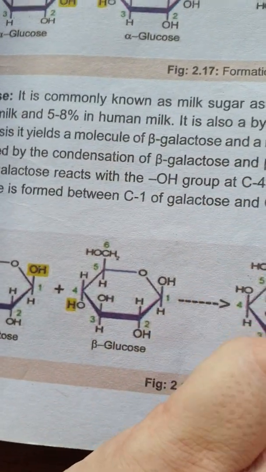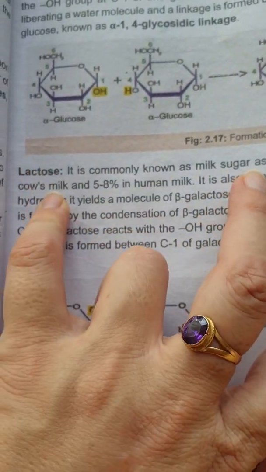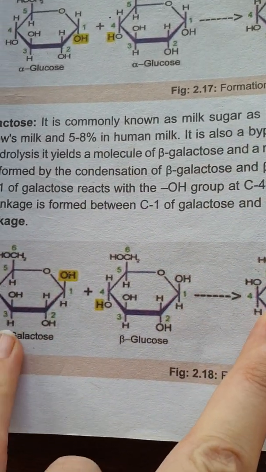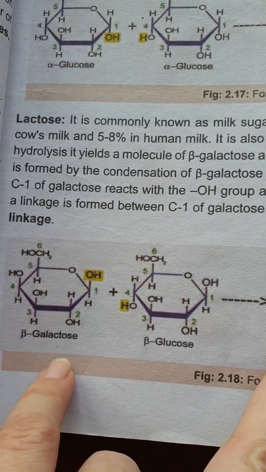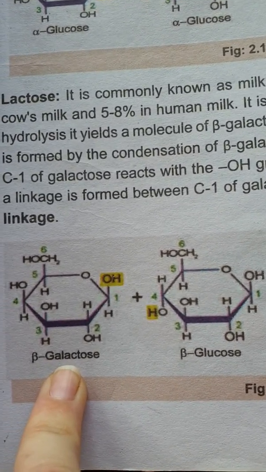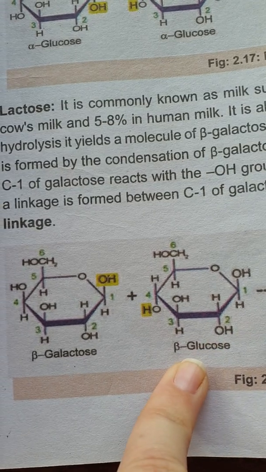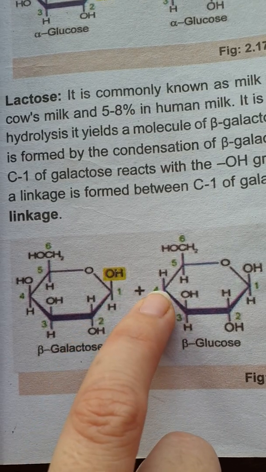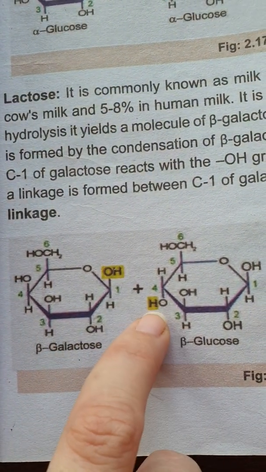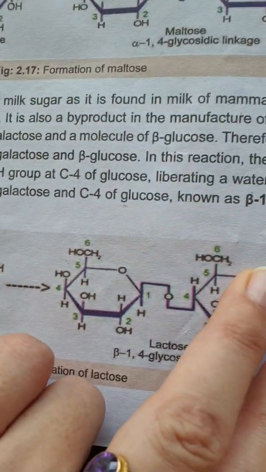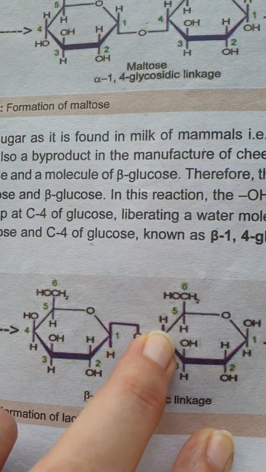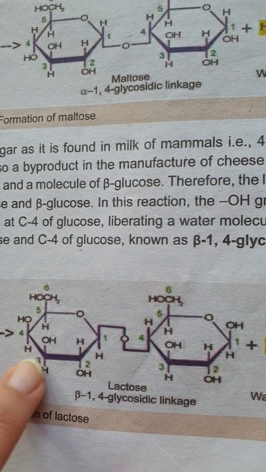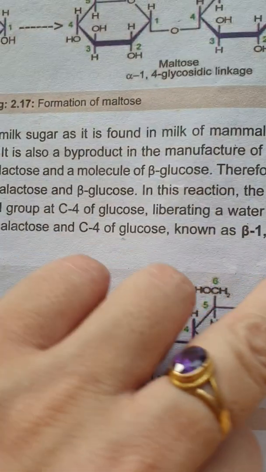Another one is lactose, which is known as milk sugar, because this is found in the milk, especially in the milk of animals, also in the milk of humans. And this lactose is formed by the combination of the monosaccharides beta galactose and beta glucose. Beta glucose combines with beta galactose, carbon number 1 and carbon number 4. One releases hydroxyl, another releases hydrogen, and they form water, while the 1,4 glycosidic linkage is formed between galactose and glucose, and this structure is then known as lactose.